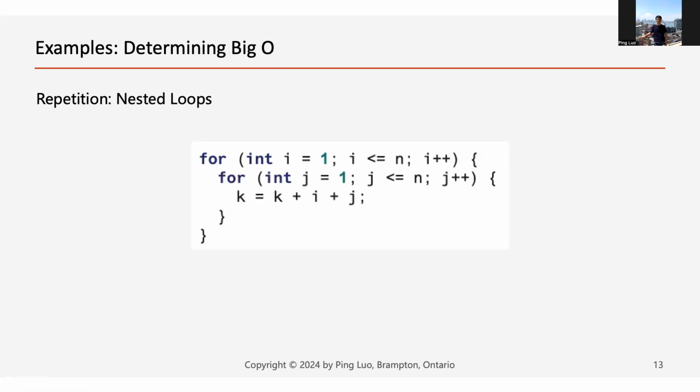Then how about this one? This is a nested for loop, right? So we have one loop here, and another j less than or equal to n here. Basically, for each i, we will do n calculations. So in total, the big O is O(n squared). This kind of algorithm is also called a quadratic algorithm.